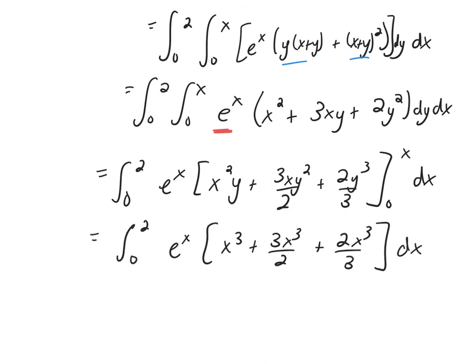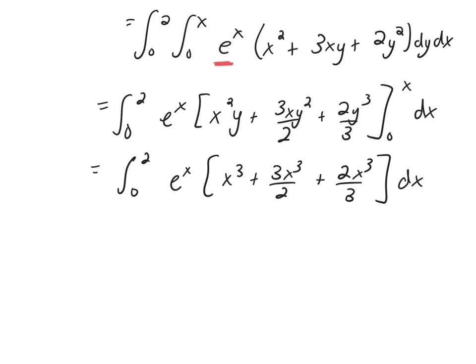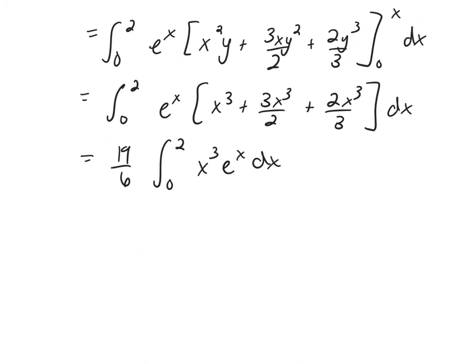And if you get a common denominator for these fractions, it would be a 6. So you're getting 19 over 6 if you add them all together, 0 to 2, x cubed e to the x. Now, for this integral right here, you're going to need to use integration by parts, and you're going to need to use it 3 times.